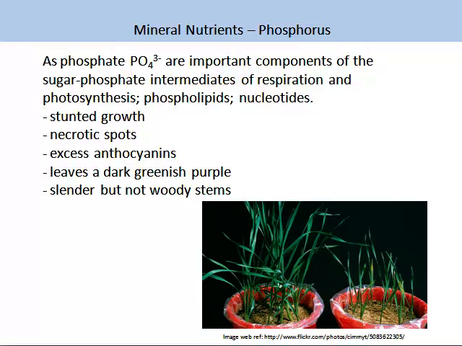Phosphate is important to plants as it is a component of the sugar-phosphate intermediates of respiration and photosynthesis. It is also involved in the phospholipids and the nucleotides. What you're looking for when you see phosphorus deficiency is stunted growth and necrotic spots. Sometimes you see excess anthocyanins, and that leaves a dark greenish purple colour on your leaves. You may see slender but not woody stems. Here we have an image of phosphorus deficiency in wheat. This is the phosphorus deficient plant, and this is the healthy plant for your comparison.